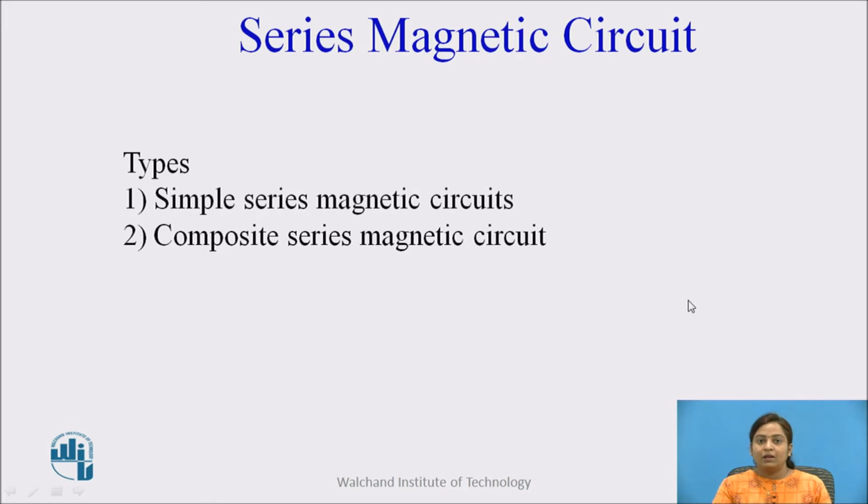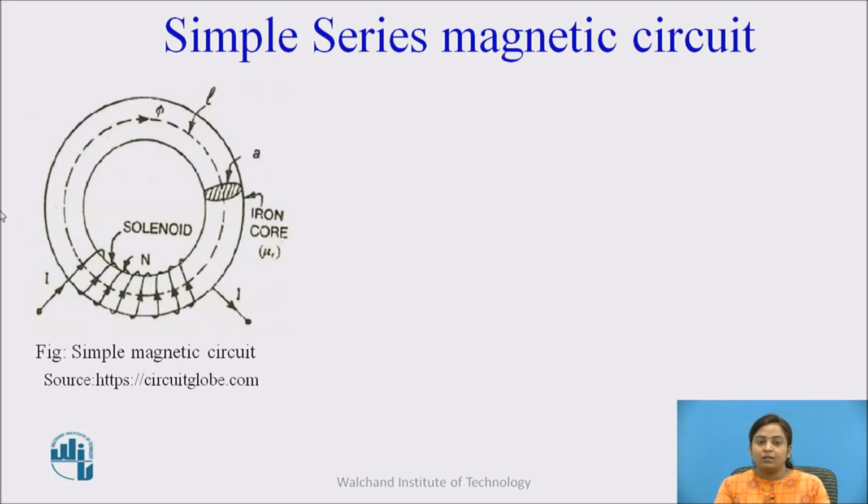Now, the series magnetic circuit is again divided into two types: simple series and composite series magnetic circuit. In the simple series magnetic circuit, there is one magnetic core. So, this is one of the examples of simple series magnetic circuit.